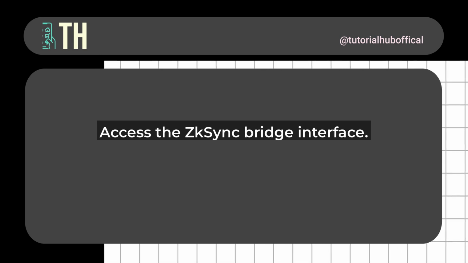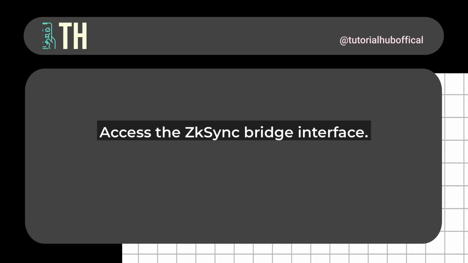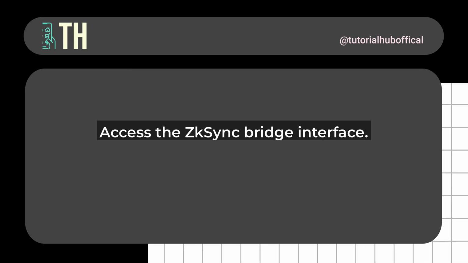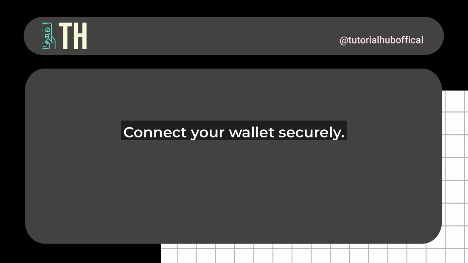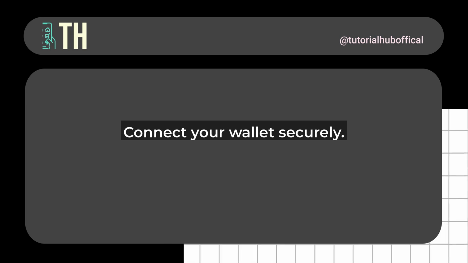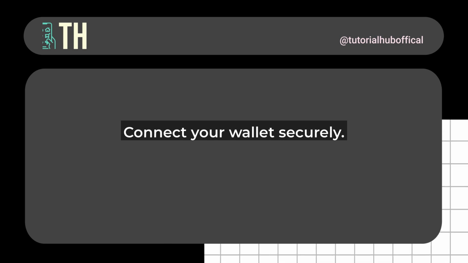Step 1. Open your Ethereum wallet and head to the Zksync bridge interface. By 2025, this might be directly integrated into your wallet or accessible via a simple web app. Look for the Bridge to Zksync option. It's usually prominent and user-friendly.